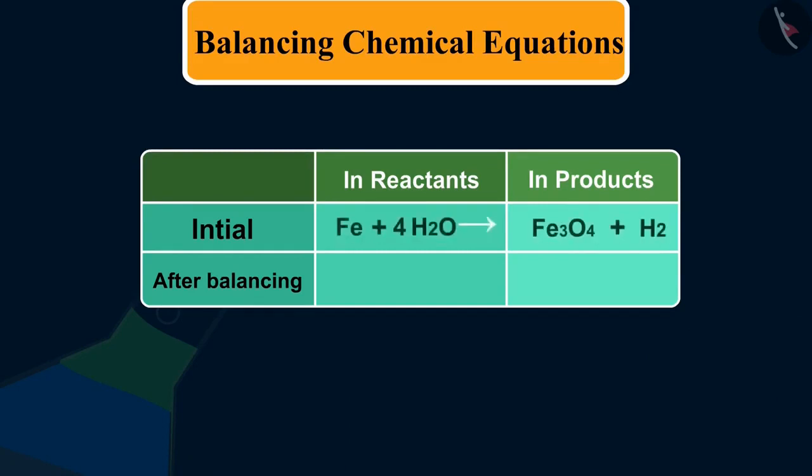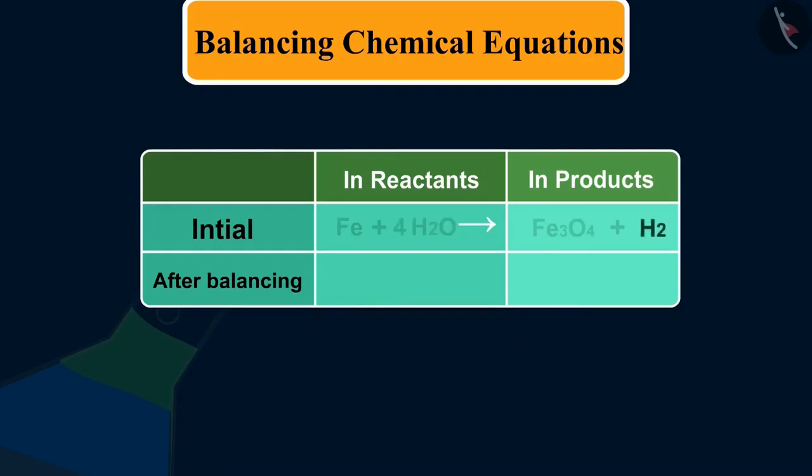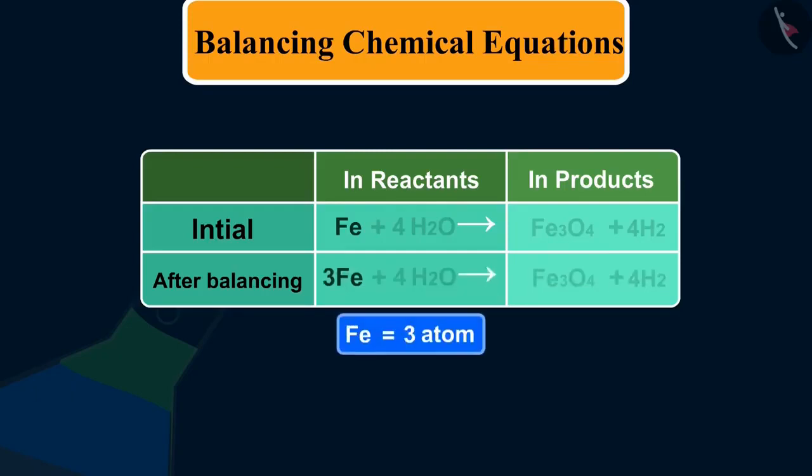Fe and H atoms are still not balanced. Fe has 1 atom in LHS and 3 atoms in RHS, and H has 8, 4 by 2 at LHS and 2 atoms at RHS. So to balance the hydrogen atoms, the number of H2 molecules on the right side has to be 4. Now to balance iron, on the left side we take 3 atoms of iron.